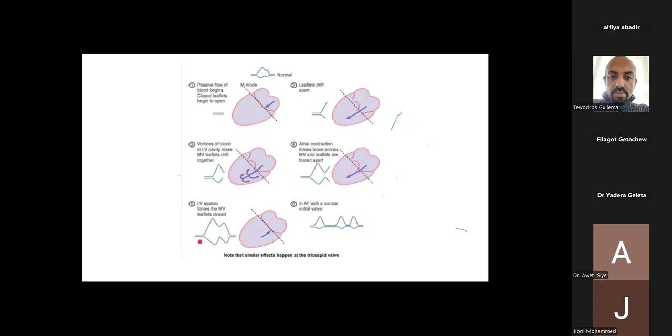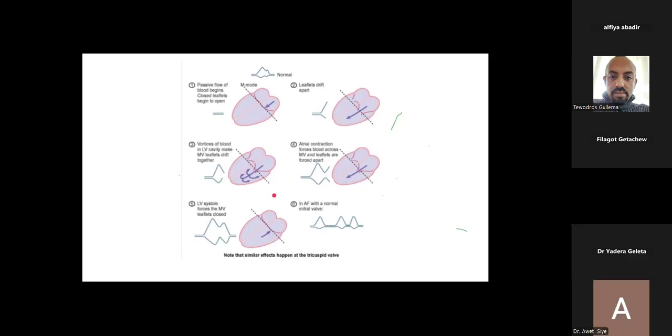After atrial contraction they will be closed. As you see in the picture here, this is their way of closure. That means early in diastole, during the rapid ventricular filling phase, the leaflets will be drifted apart, wide open. This helps you a lot in understanding intensity, so remember it well.